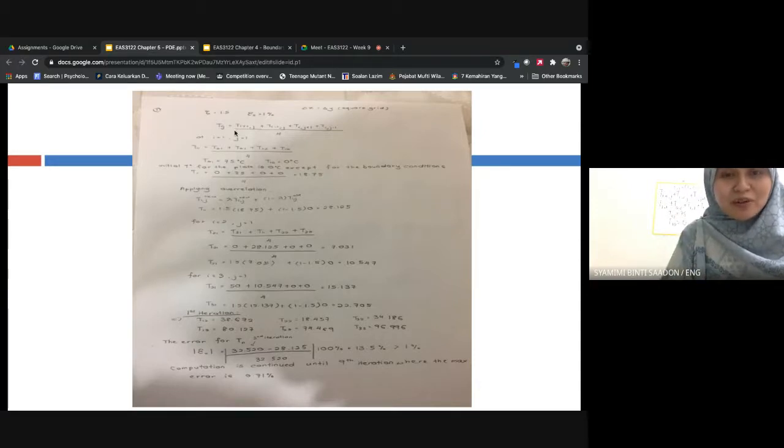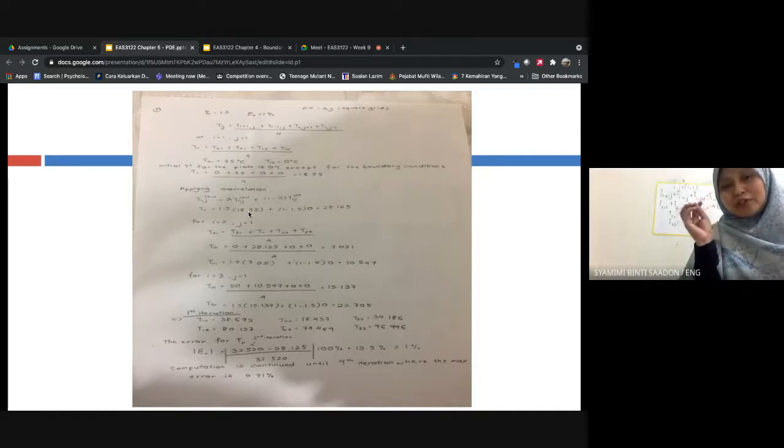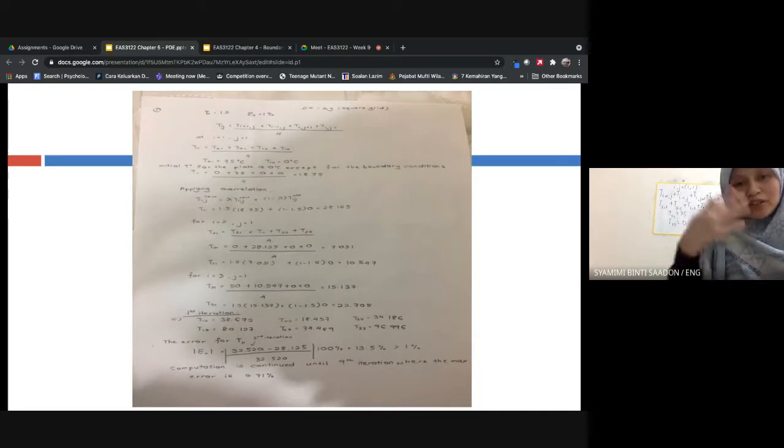So for each point of the node, for example, here we have 9 nodes, we apply the Laplacian differential equation and we calculate for each point, and we continue iteration.